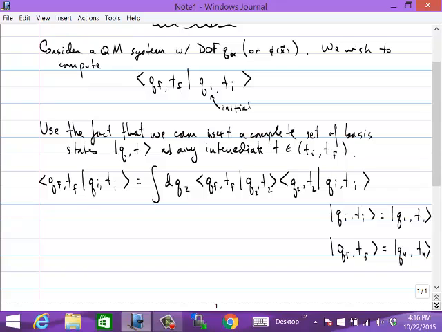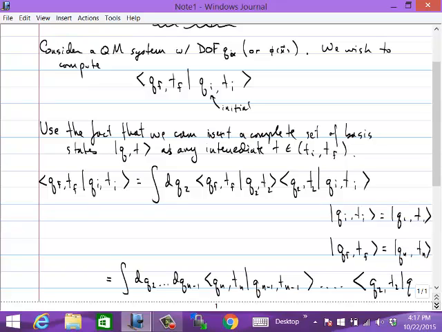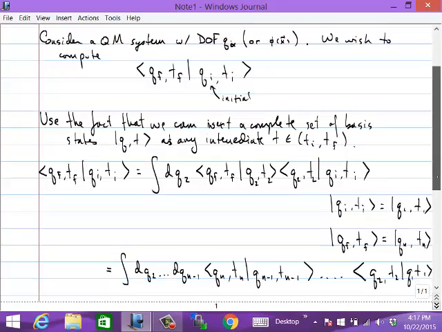And so what I want to imagine doing is not inserting just a single intermediate basis at some time t2, but rather I want to insert some large number of basis states. So this will be an integral over q2 up to qn minus 1 of first a transition amplitude for the particle to go from q1 to q2, and then q2 to q3, q3 to q4, until finally going from qn minus 1 to qn.